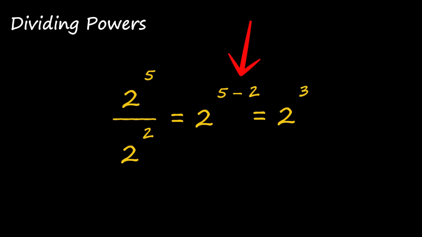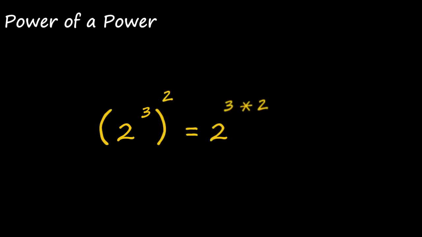Power of a power. Suppose 2 cubed raised to the power of 2. We multiply the exponents. So 2 cubed to the power of 2 equals 2 to the power of 6, because we multiply 3 with 2, which equals 6.